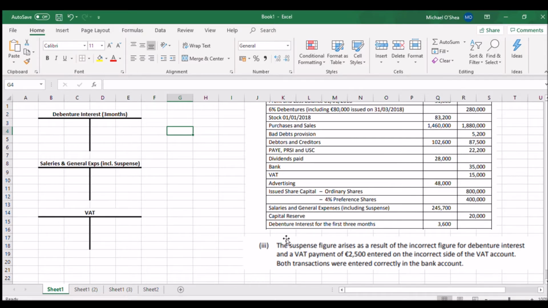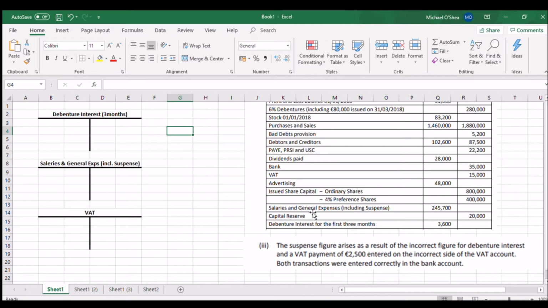At the beginning of the note, the suspense figure arises as a result of the incorrect figure for debenture interest and a VAT payment of 2,500 entered on the incorrect side of the VAT account. Both transactions were correctly entered in the bank, so we don't have to look at the bank. So the suspense figure arises from the incorrect figure for debenture interest. I have to find what the correct figure should be.